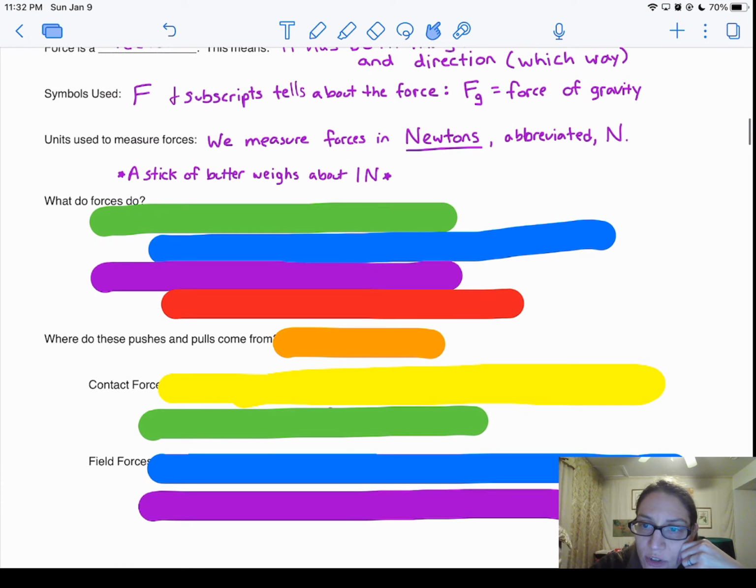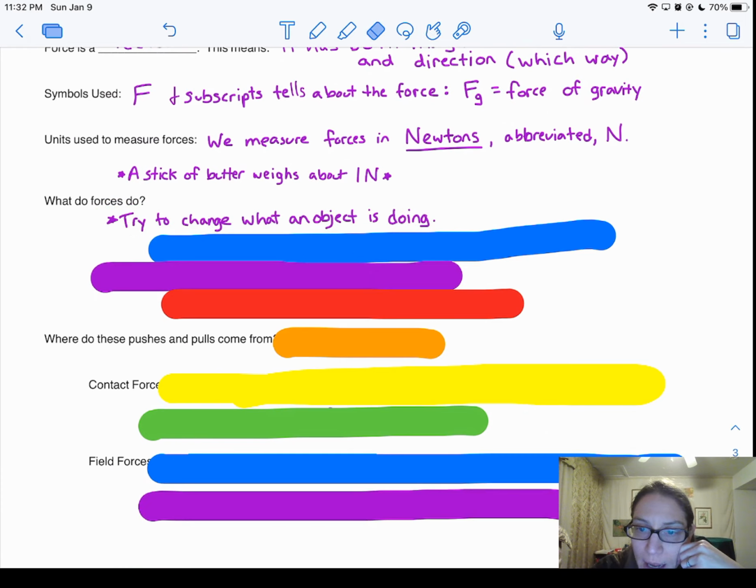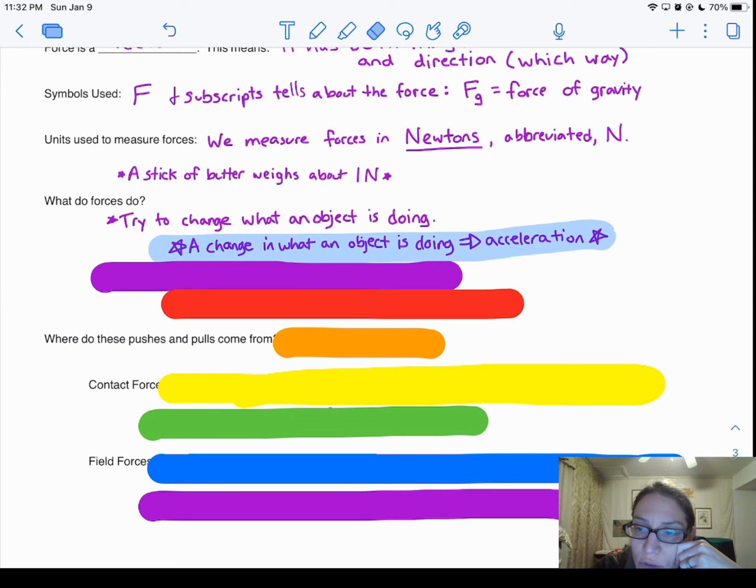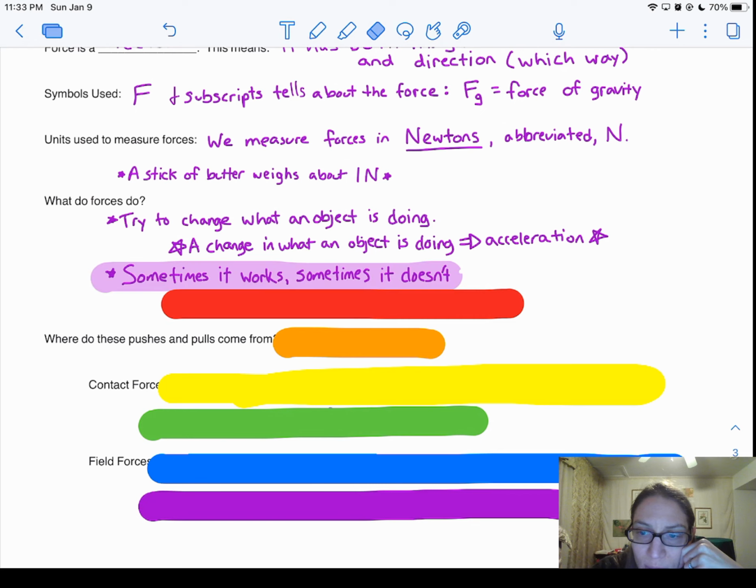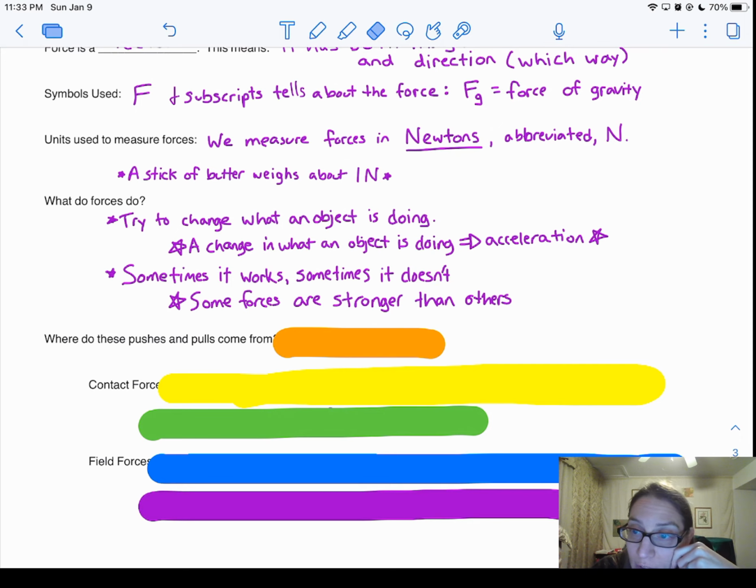What do forces do? Well, they make objects change what they're doing. We already learned about changing what you're doing. That's acceleration. When you change what you're doing, speeding up or slowing down or turning, that is acceleration. Sometimes when you apply a force, something changes and sometimes it doesn't. That happens because some forces are stronger than others. That's that magnitude that we just talked about.